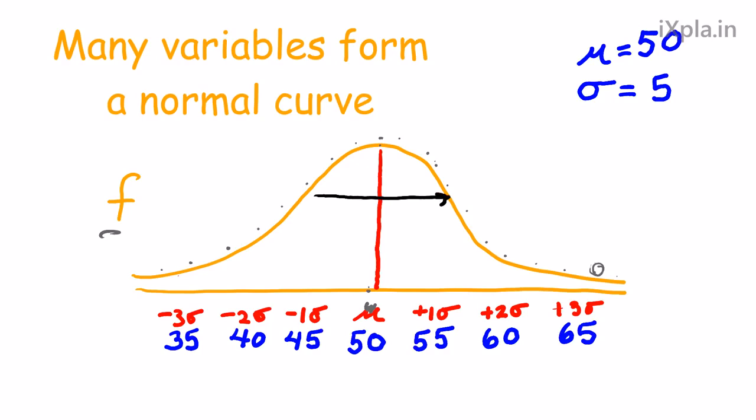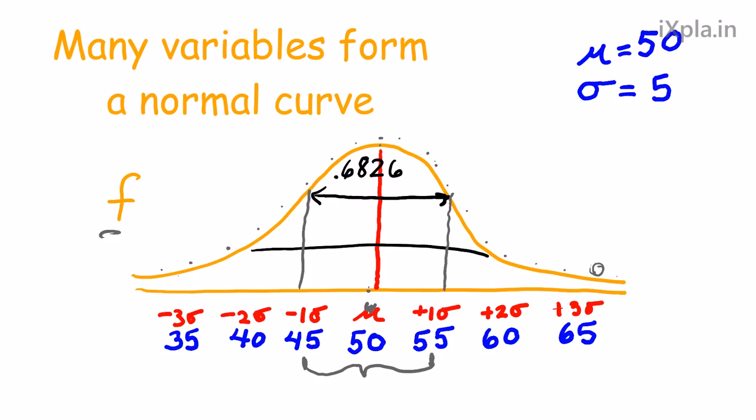Now, the normal curve has even more specific characteristics, and that is that the area under the curve between 1 standard deviation above the mean and 1 standard deviation below the mean is approximately 68% of the entire curve. So in other words, 68% of all scores are between 45 and 55. 68% is between the score of 45 and 55, or between 1 standard deviation below the mean and 1 standard deviation above the mean.